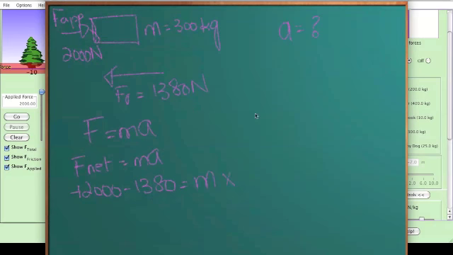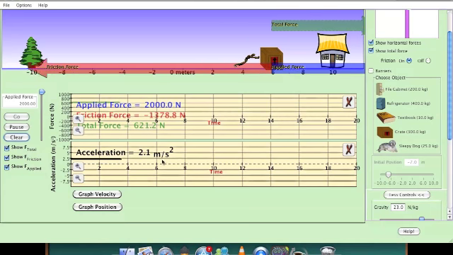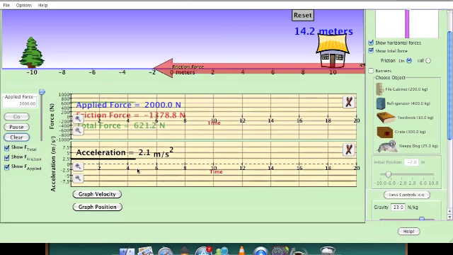Mass times acceleration. The mass is 300. So this becomes 2000 minus 1380, which is 620, equals mass 300 times acceleration. The acceleration in this case would be 620 divided by 300, which gives me 2.067 meters per second square. Now let's see whether our answer is correct. So it's approximately 2.1 meters per second square.